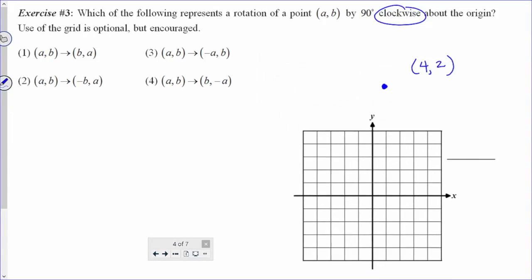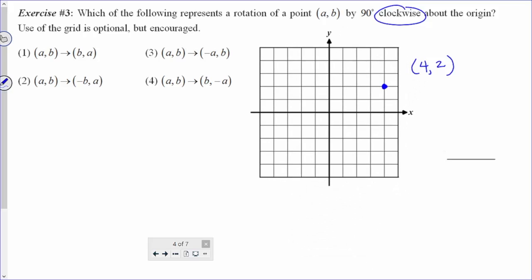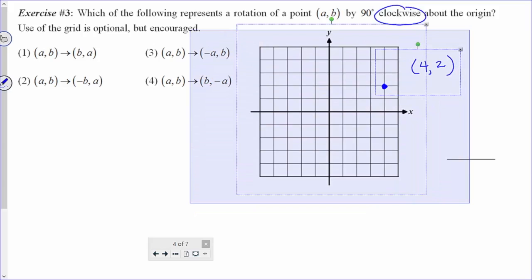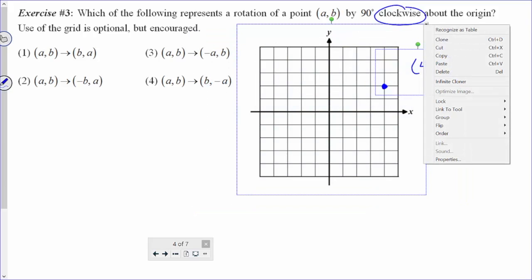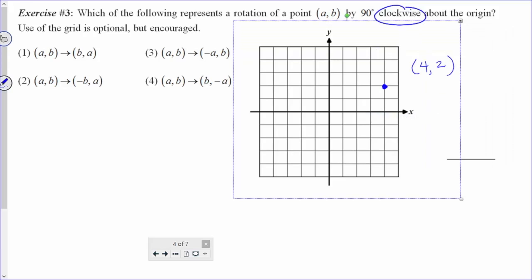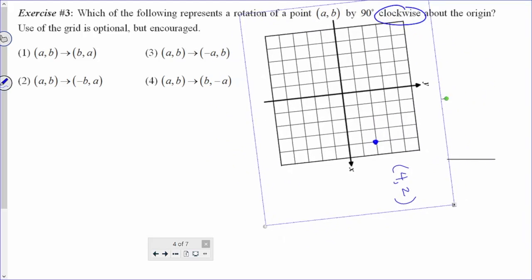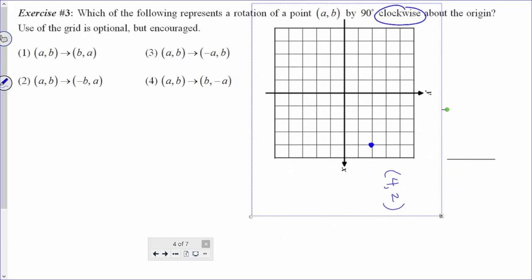Now, for me, in order to do that, I've got to group these two together. Hey, why not take that all together? Let me group. For you, you just put the dot on the sheet of paper and rotate it. I've got to be careful, and I need to rotate it clockwise 90 degrees. So where did the point 4, 2 end up? Well, it ended up at the point 2, -4.